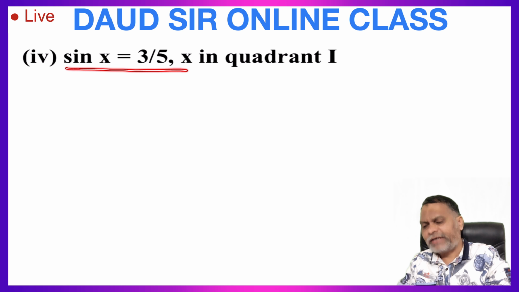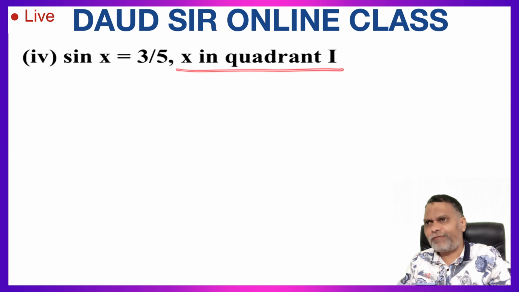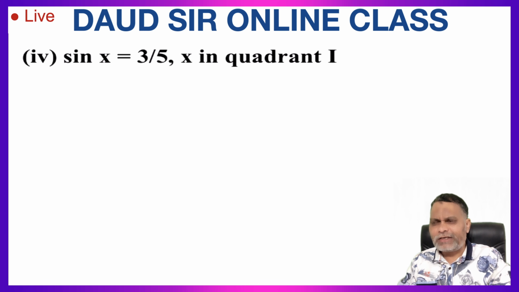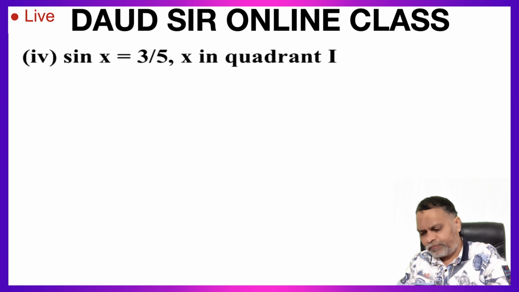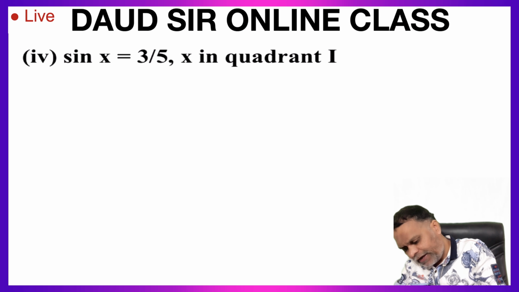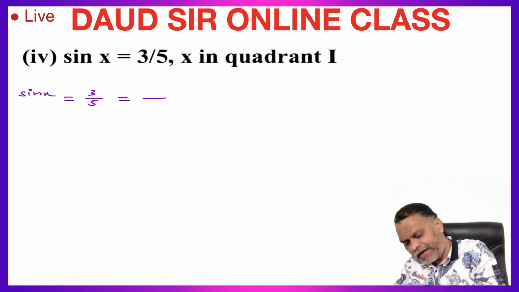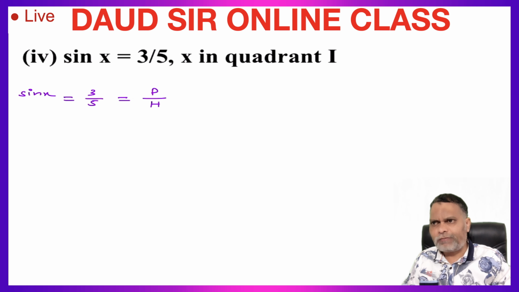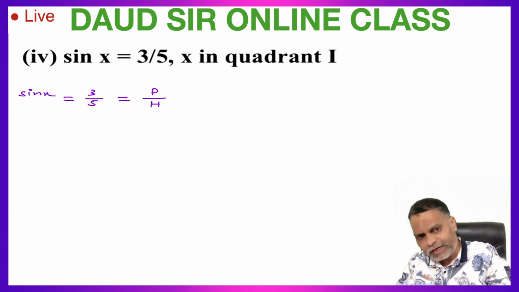Question number first part, fourth. Last part, sin x is equal to 3 upon 5 and x in quadrant first. X lies in quadrant first. In quadrant first, all the trigonometrical ratios are positive. So sin x is given 3 upon 5. Sin x is equal to 3 upon 5, and basically sin x is perpendicular upon hypo. The value of sin x is given positive because in first quadrant all the trigonometrical ratios are positive, so sin also will be positive there.